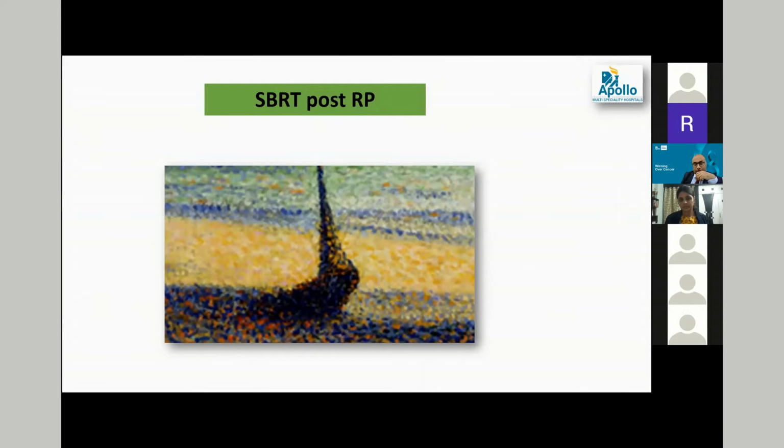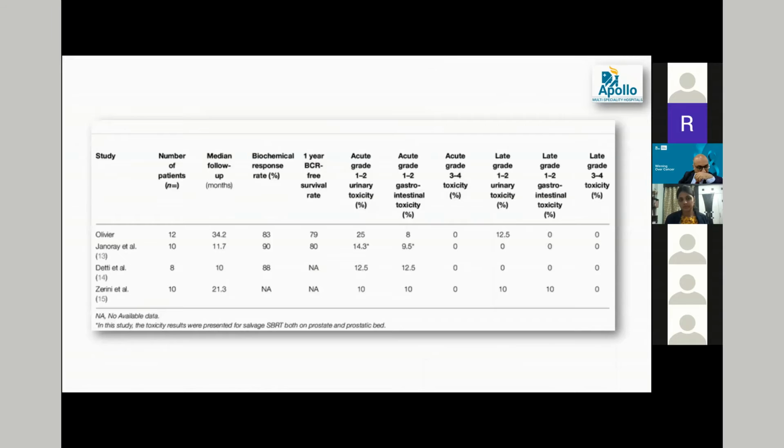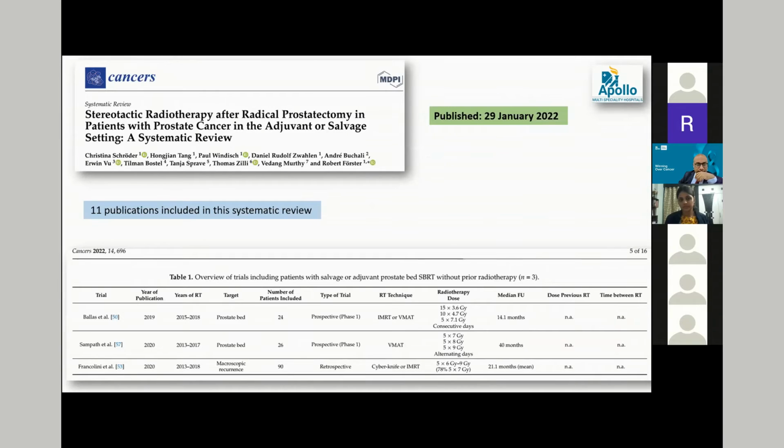So now the second part is SBRT post radical prostatectomy. This is a bit gray area. We have very little data on this. So these are some articles published by Oliver, Genoa, Deci, and Zerini. So you can see the number of patients. The number of patients is small, 12, 10, 8, and 10 patients' data. So all this data has been discussed in this systematic review, which has been published on 29 January 2022, fresh from the oven.